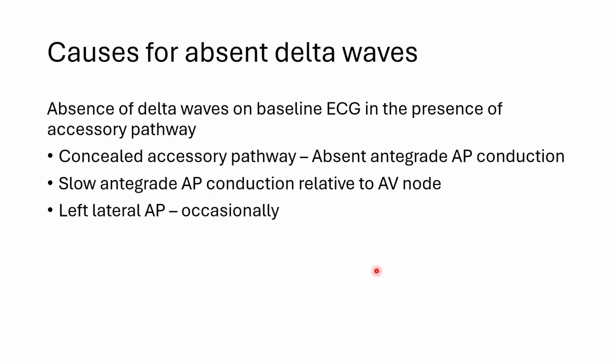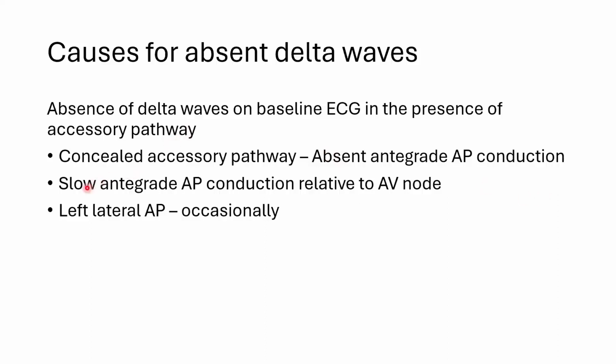Okay, coming to the absence of delta waves on baseline ECG in the presence of an accessory pathway. Even though the accessory pathway is present, the baseline ECG does not show any pre-excitation. So what are the causes? The main important cause is a concealed accessory pathway. That means there is absent antegrade accessory pathway conduction. There is no A to V conduction via the pathway. The pathway conducts only retrogradely via V to A.